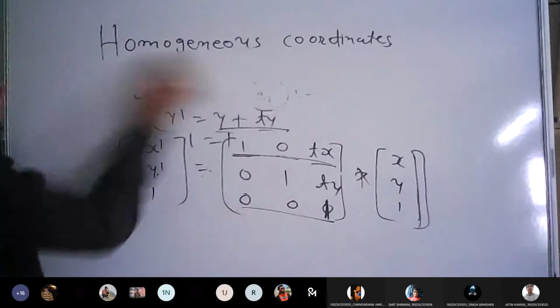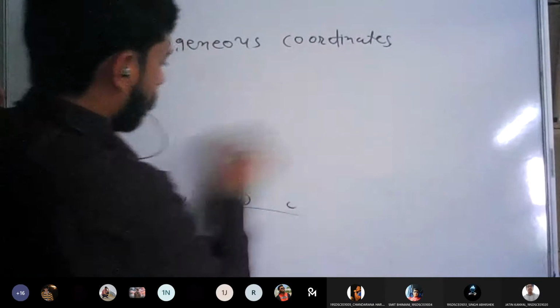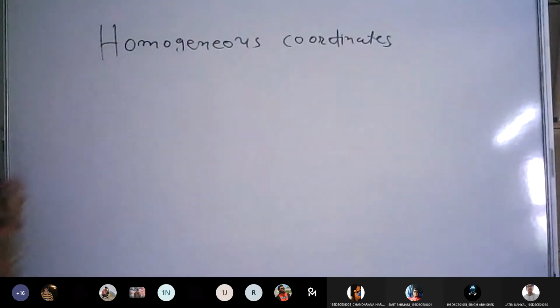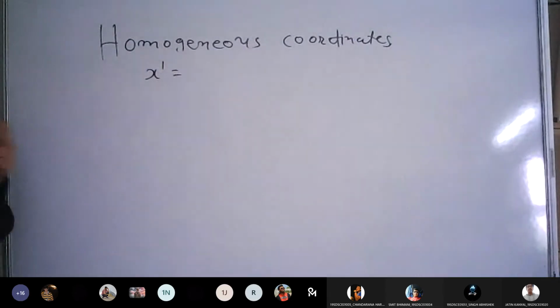Now let me write the equation for rotation transformation and matrix form for rotation transformation, again in 3 by 3. So can anyone help me to write the equations for rotation transformation? What is x dash? I am talking about rotation with respect to origin only. What is x dash?